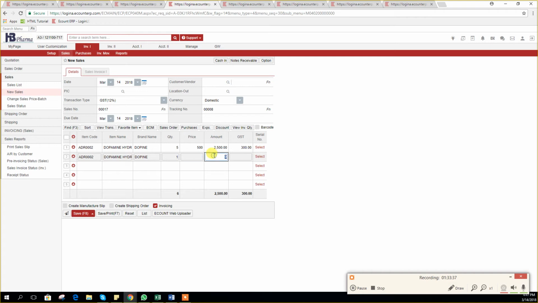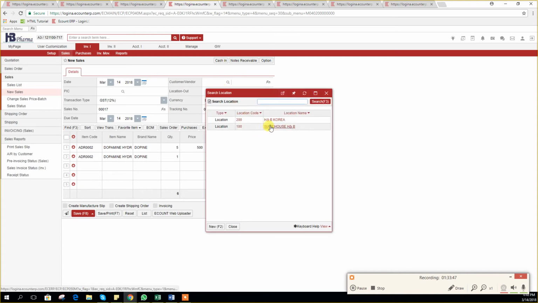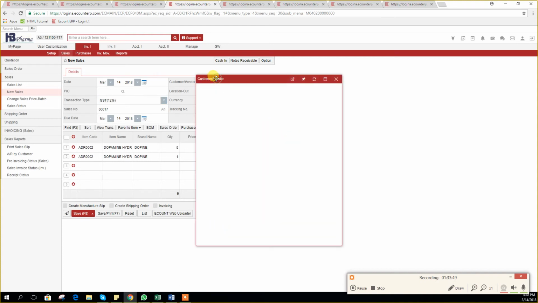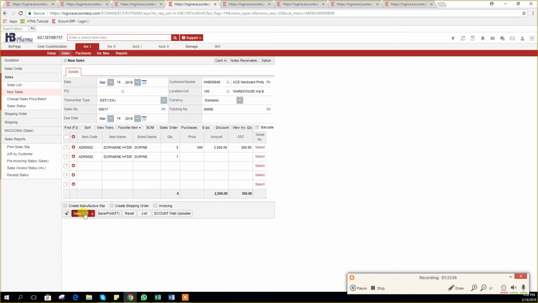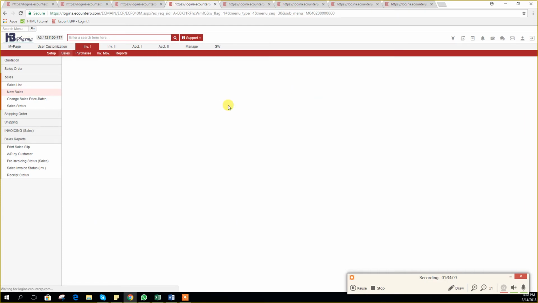Is that okay? Yes, okay. So now just inventory only, nothing is going to happen inside your location. You can just reflect that in the invoice. Okay. So just save this, insufficient inventory.